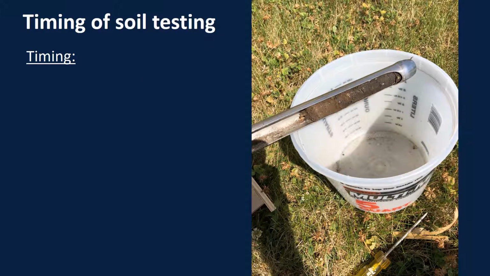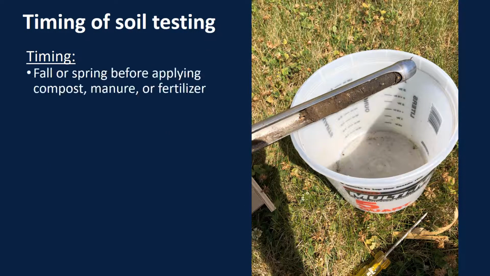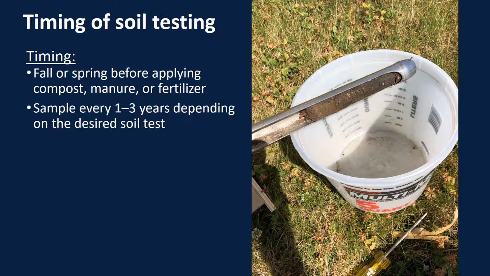So timing of soil testing is important. We can test in the fall or the spring, but the important part is to do it before we add compost, manure, or fertilizers, so we know what is already in the soil for the upcoming growing season. And we can sample every year, or we can sample every 2 to 3 years, and that really depends on the soil tests we're doing and the nutrients.